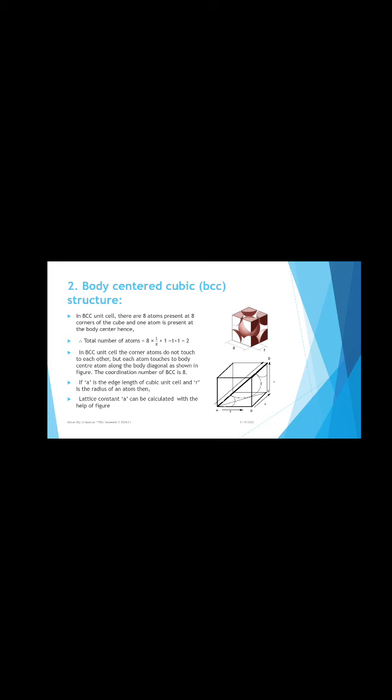Here in BCC type structures, if A is the edge length of the cubic unit cell and R is the radius of the atom, then the lattice constant A can be calculated with the help of the figure. So, this is how you can calculate the lattice constant A. The distance between A and B is A as an edge length, B and C is also A because it is another edge, and C and D is another edge A. And in the diagram you can see AD is also there, which is the diagonal.